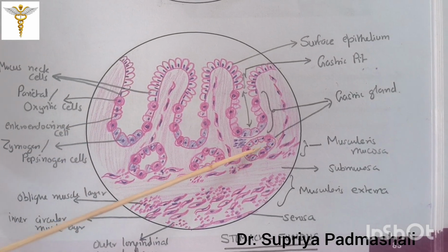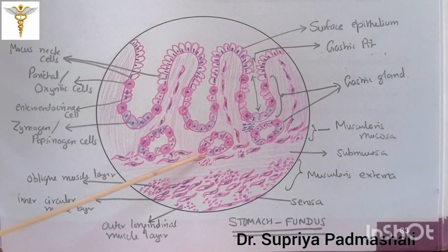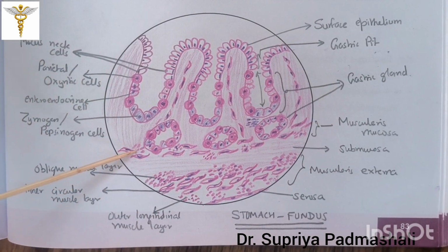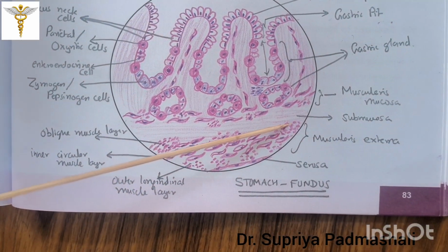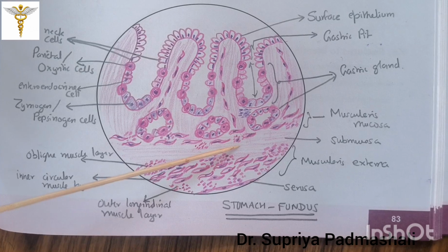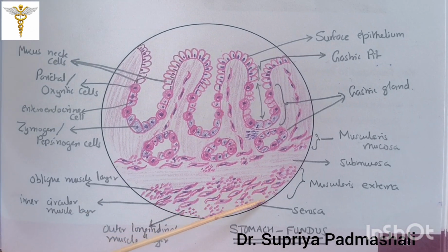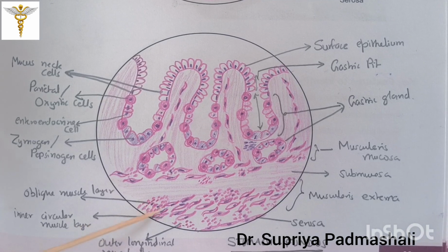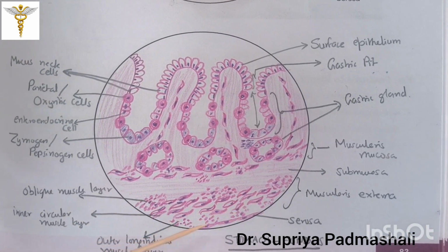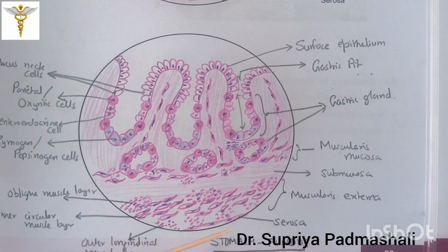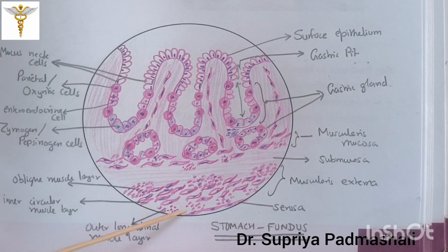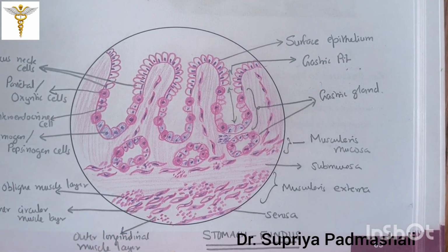In the same way, in the lamina propria also you can show the cut section of the gastric glands and a thin layer of muscularis mucosa. Then coming to the submucosa, here in the submucosa you don't have any glands. Then in the muscularis externa you can see the oblique muscle layer, then you have the inner circular muscle layer and outer longitudinal muscle layer. However, the outermost layer will be the serosa, which is a simple epithelium. So these are the features of stomach fundus.